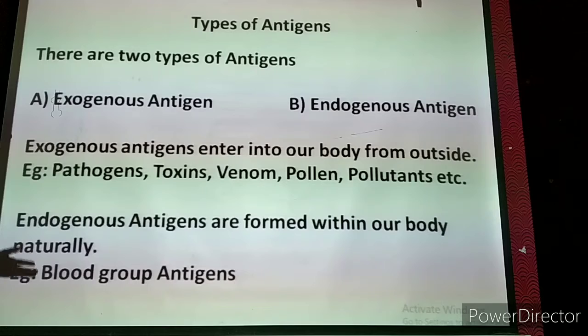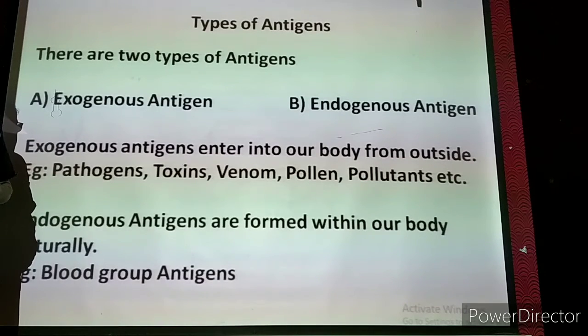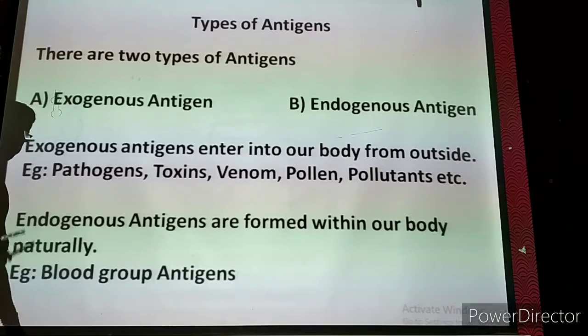Now for example, water is contaminated. A lot of poisonous chemicals are there. We don't know about it, but we are drinking. It is a foreign chemical entering into our body. So these are all the exogenous antigens.